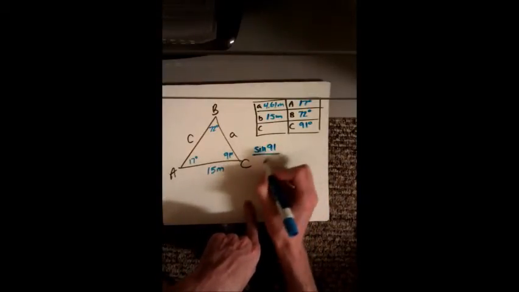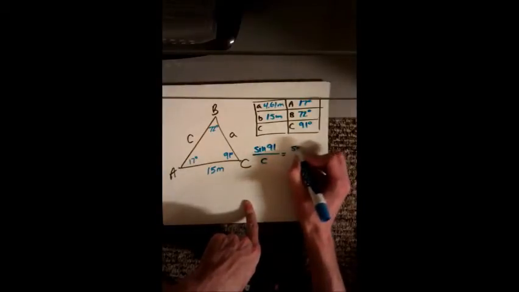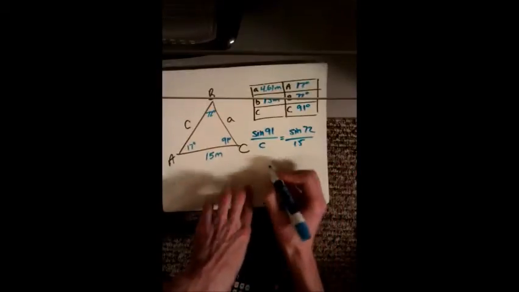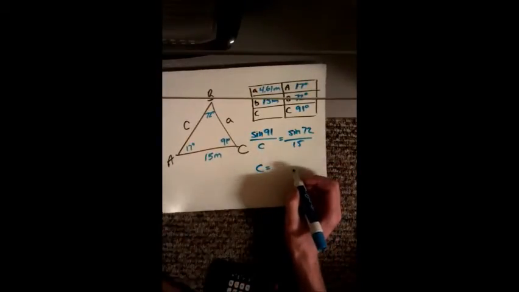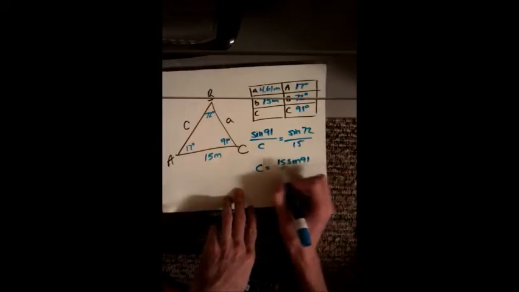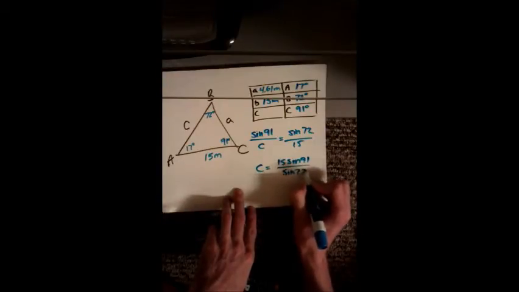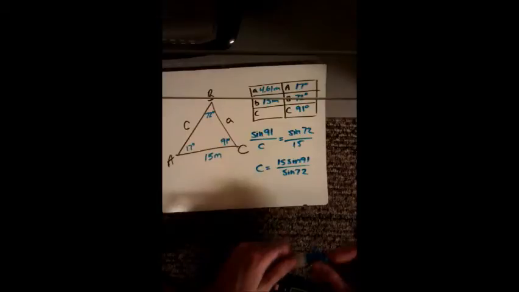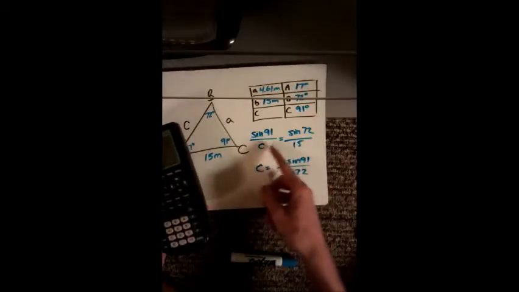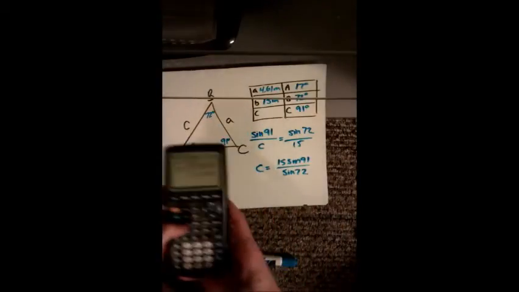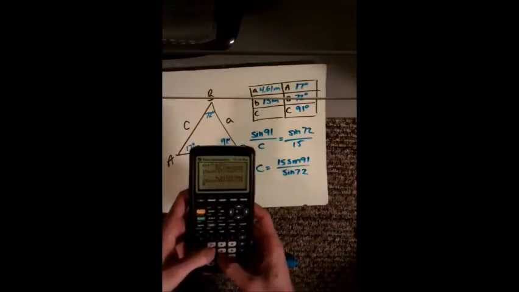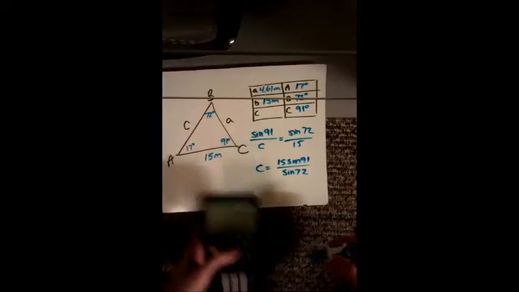So I know sine of big C over little c is sine of, and I'll use B again, sine of 72 over 15. If I cross multiply and solve for c, I'll see that it's 15 sine of 91 over the sine of 72. So I kind of skipped a step there. If you want to verify that I did that correctly, you can pause the video and do your multiplication just to make sure. Keep me honest. So 15 sine of 91 divided by sine of 72. It will be 15.769.